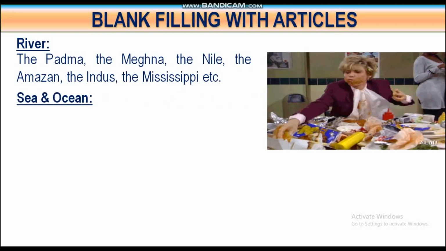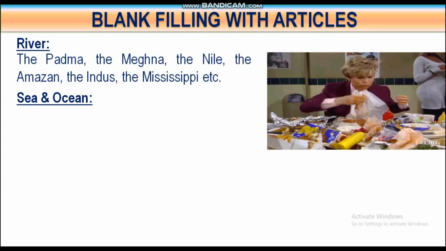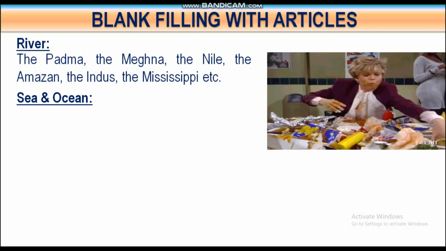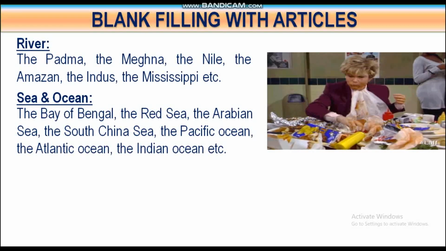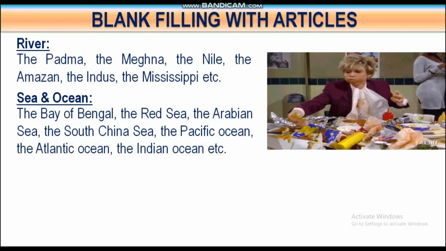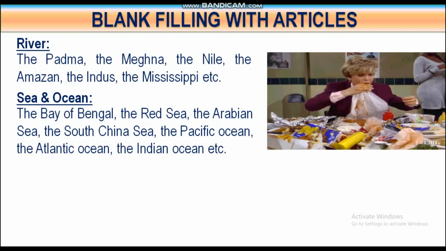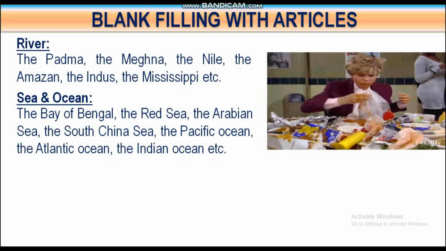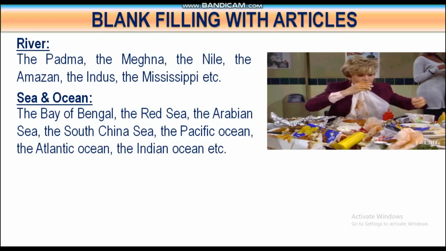Sea and ocean. That is, the article "the" is used before the sea and ocean like the Bay of Bengal, the Red Sea, the Arabian Sea, the South China Sea, the Pacific Ocean, the Atlantic Ocean, the Indian Ocean, etc.